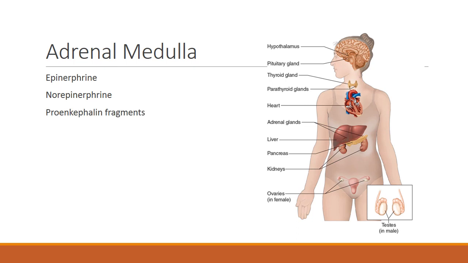And then you have proenkephalin fragments. Proenkephalin fragments basically help, again, with analgesia effects similar to the beta endorphins that we talked about earlier from the anterior pituitary gland. They also help to enhance immune cell function. So these also help with the immune system.